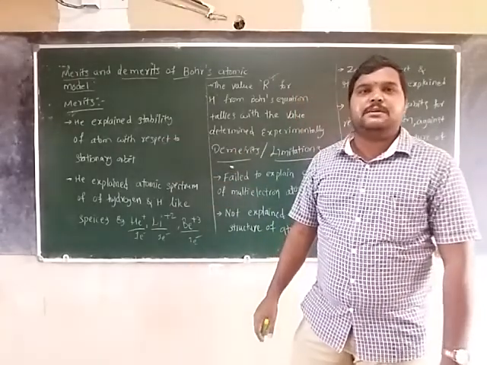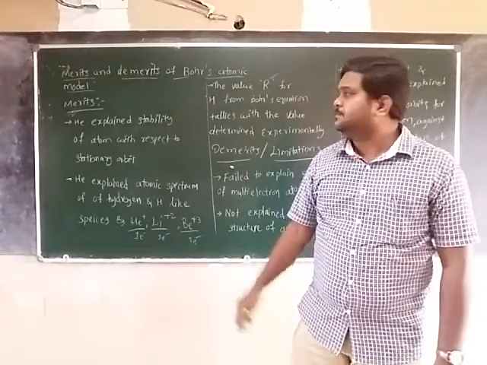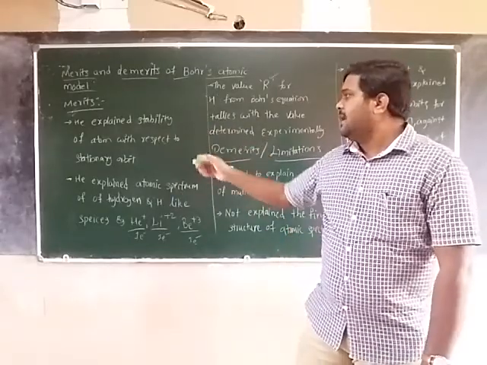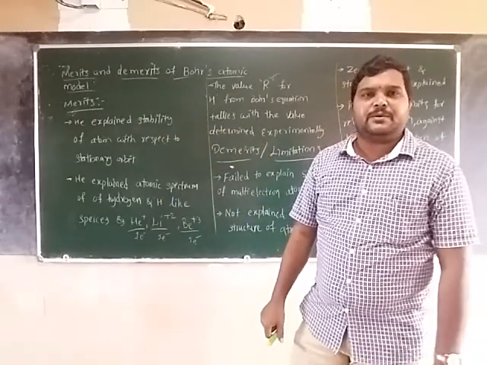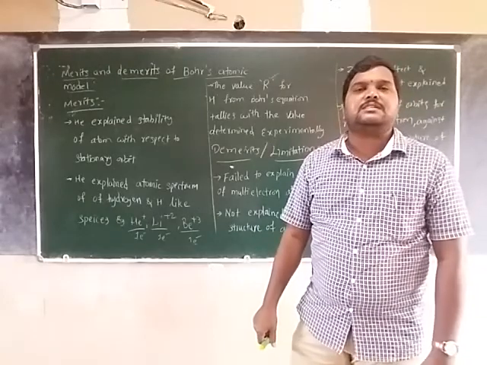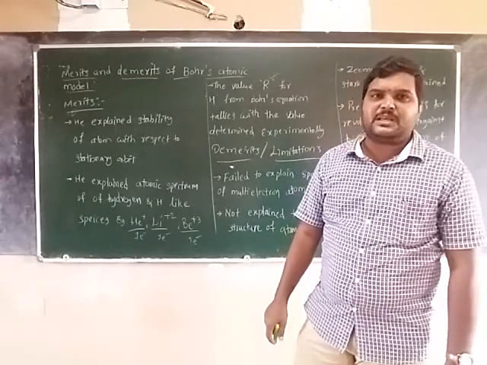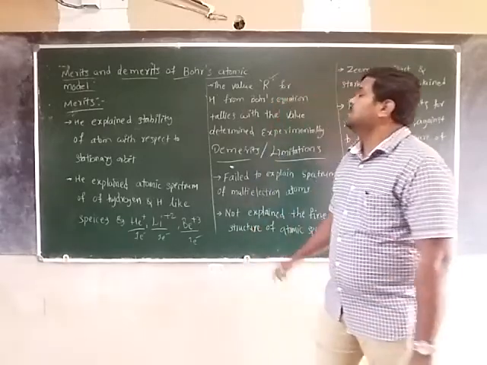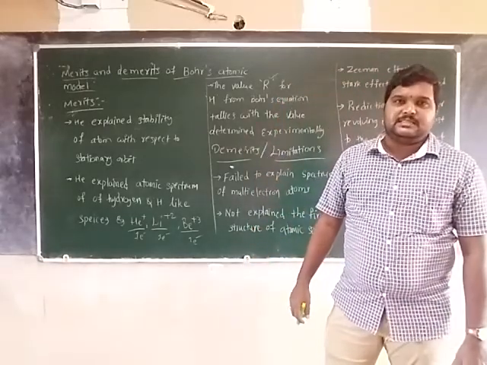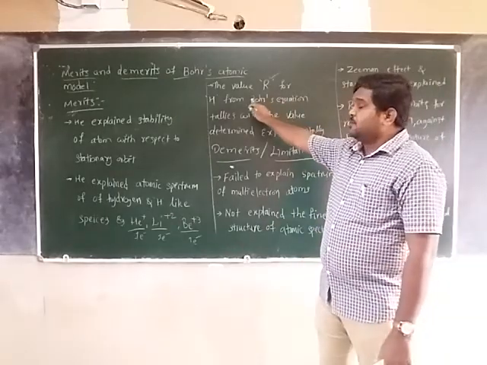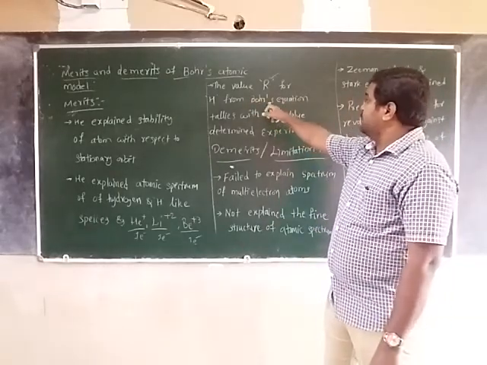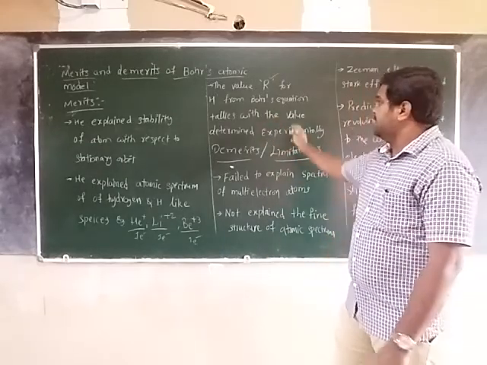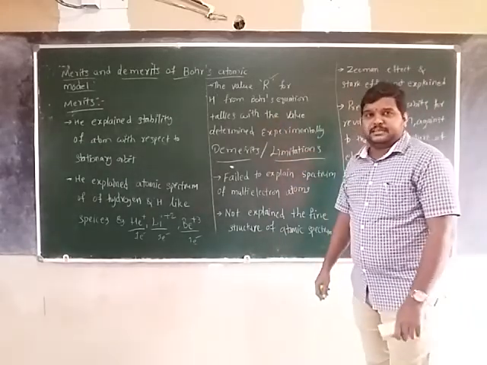So he explained the stability of the atom with respect to the stationary orbits, and he explained the atomic spectrum of hydrogen and hydrogen-like species, single-electron containing species, helium plus, lithium plus 2, beryllium plus 3. Next, the value of Rydberg's constant obtained for hydrogen from Bohr's equation tallies with the value determined experimentally.